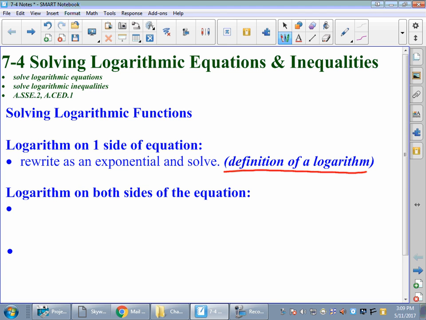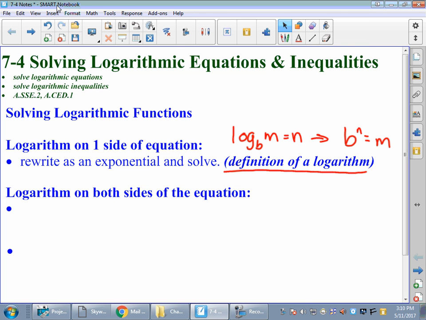So what this involves is taking log base b of m is equal to n, let's say, and transferring it to b to the nth is equal to m. So that whole idea of rewriting it as an exponential will happen here. And then you just solve using the exponent rules of getting a common base.